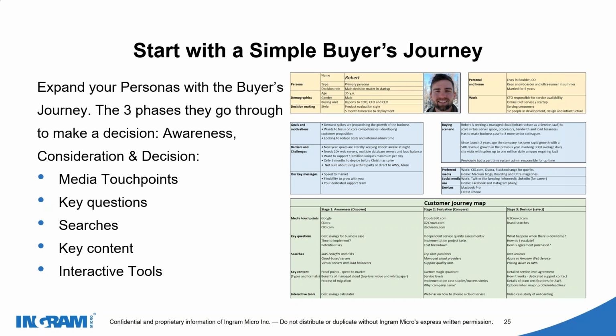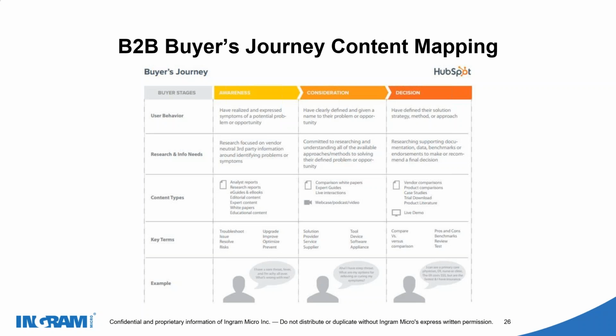Moving on to a bit more of a detailed one, the B2B buyer's journey content mapping. We like to use the Hub framework for this. It's a good way to move through. The titles in the left-hand column are slightly different: what's the user behavior, research, content types, key terms, and examples, so quotes. You'll see different frameworks for this, but at the end of the day, it's all about mapping what their challenges are at each stage, where they go, what information they're looking for, and how we can help them.